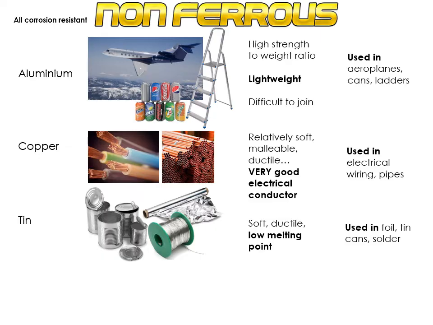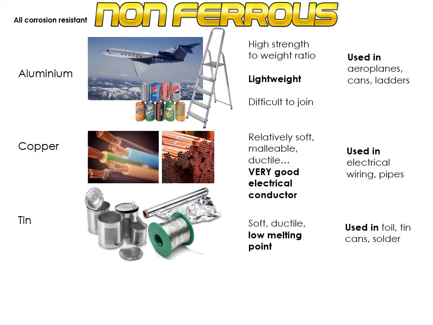Tin. Tin is a very soft material. It's got a very low melting point, so it's quite often used in solder for attaching electrical components. It's ductile, meaning it can be pulled into wires. Quite often it's used as a coating on tin cans. The cans aren't actually made from tin, they're made from a mild steel, like a low carbon steel, and then coated in tin, because then it's going to give it that non-ferrous advantage of not rusting or corroding. And obviously it's used in things like tin foil. Being so soft and malleable, it can be squashed into very, very thin sheets.